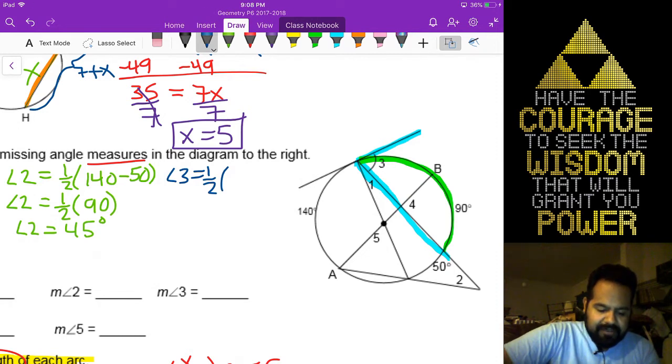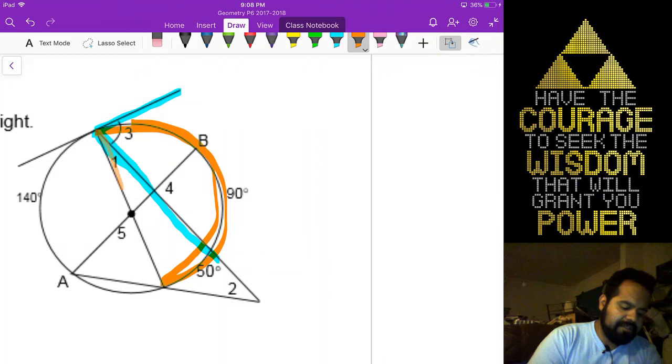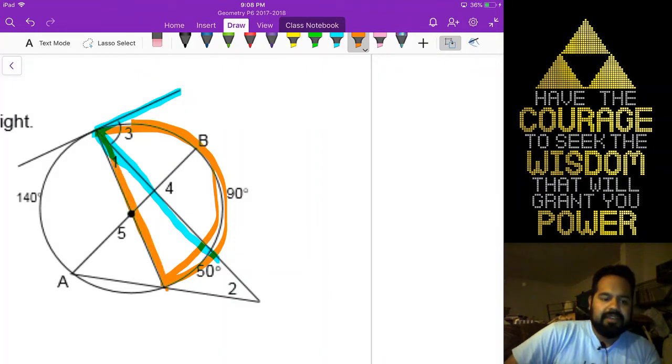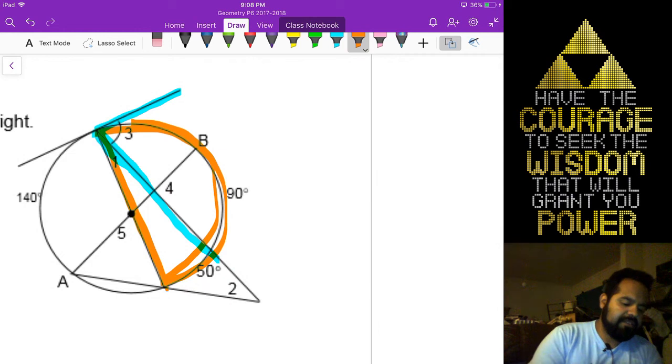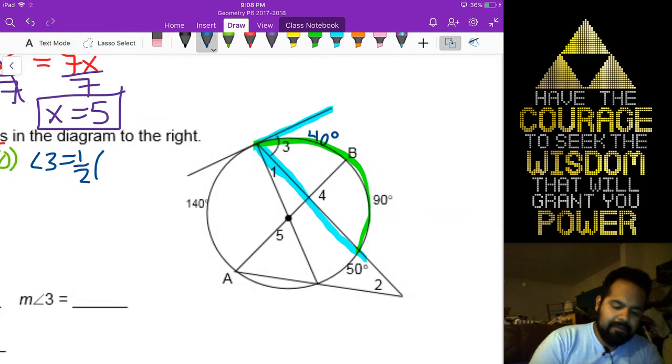Now the good question is, can I find that other missing part up there? I need to find this first. And the answer is yes, I can, and here's why. We got some math on our side. This entire thing right here forms a half circle because it goes through the diameter right there. So 50 plus 90 is 140. 140 taken away from 180 makes this 40 degrees. So again, going back to this, angle 3 equals 1/2 of the 40 plus 90.